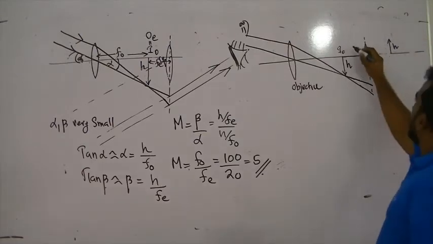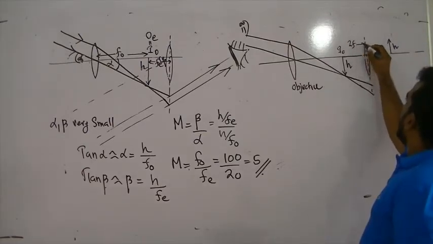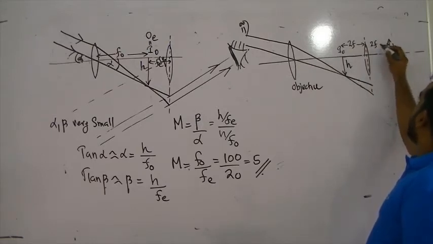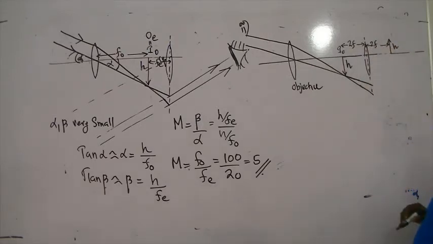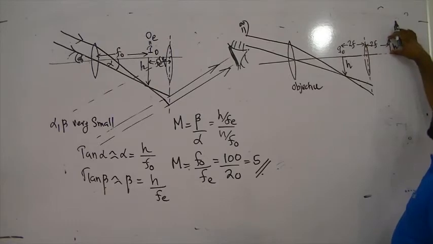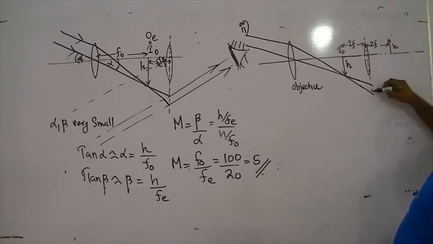For that to happen, there is only one location. Object height and image height the same means what? We must keep it at 2f. What I am trying to do is invert this. To invert it, you keep an additional convex lens there so that the object height and image height will be the same.